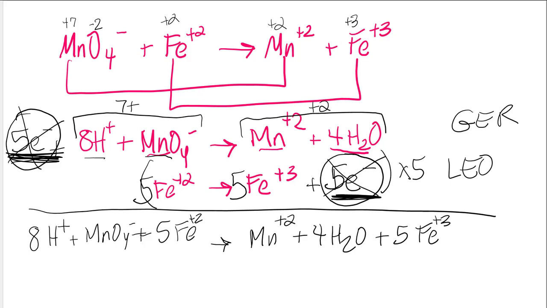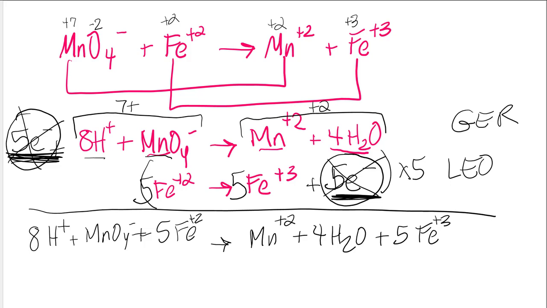Now let's make sure that everything is equal. I've got 1 manganese on the left and 1 on the right. I have 5 irons on the left and 5 irons on the right. I have 8 H's and 4 O's and 4 O's.